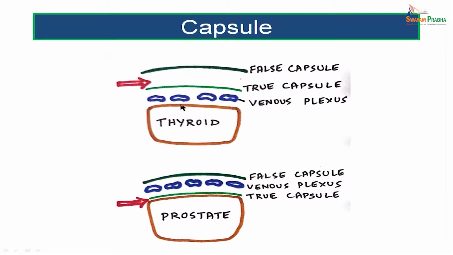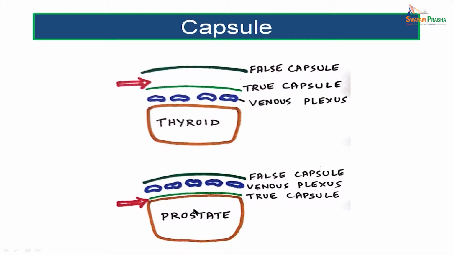Why is this relevant? Whenever surgery is being done, to prevent excessive bleeding, you need to remove the thyroid gland with the true capsule. The plane of cleavage should be between the false and true capsule. Whereas, in the case of the prostate, you remove the gland by leaving behind the true capsule. This is the plane of cleavage because you do not want to disturb this venous plexus.